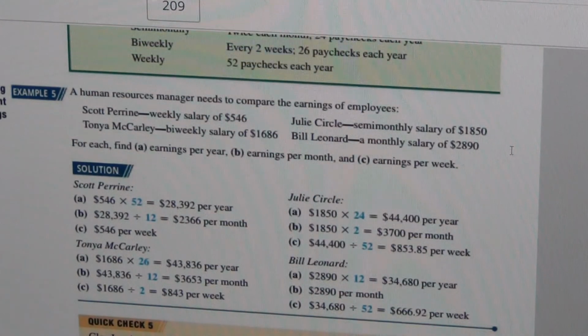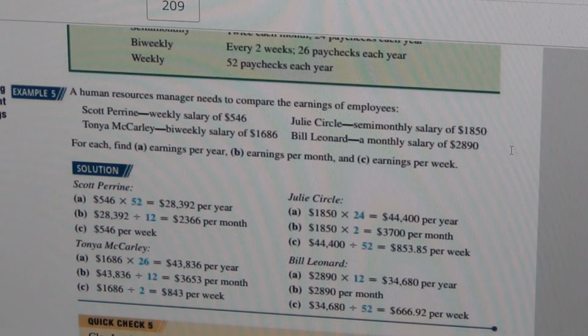So we're going to have to find a common ground here. In essence, we can convert each one of them to a different way of looking at it. You can look at it per year, per month, or per week. First of all, we'll take Scott Perrine, and we'll probably just cover 2 of these, and then I'm sure you can take it from there.